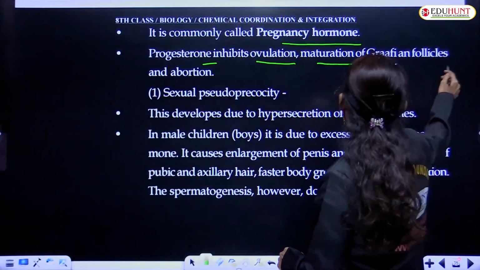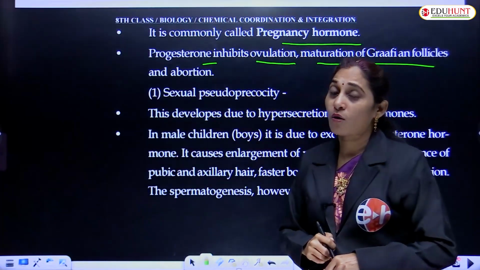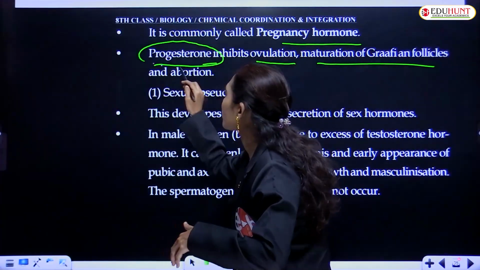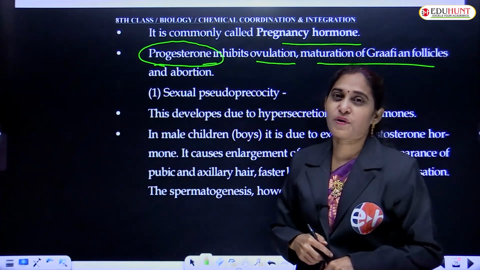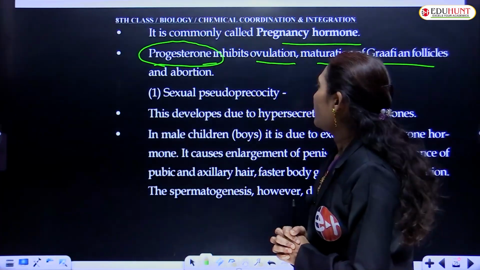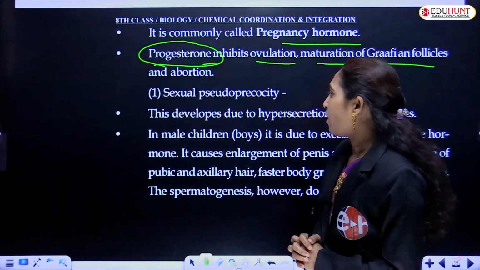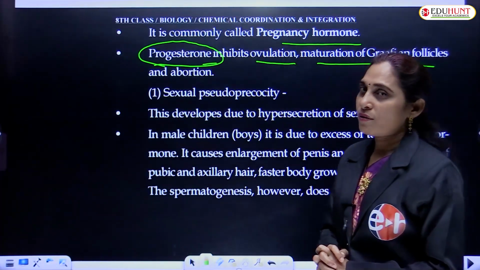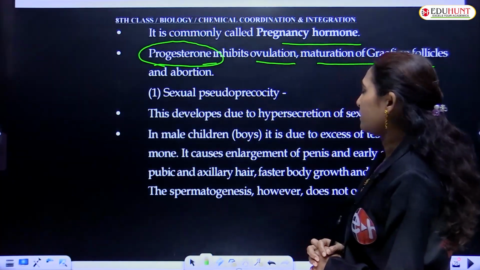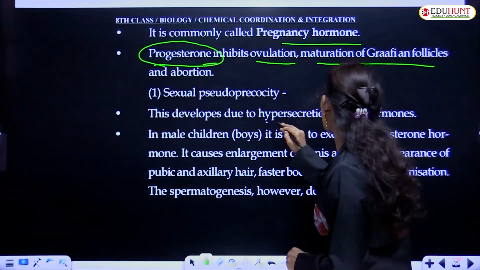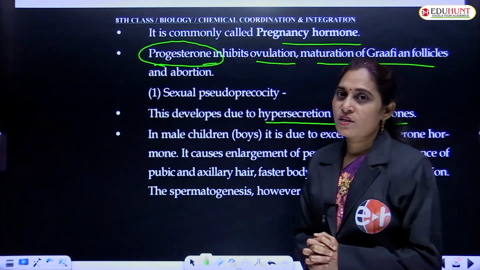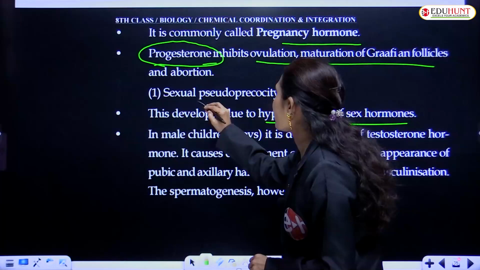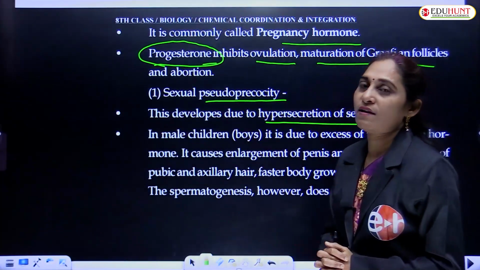and maturation of Graafian follicles and abortion. These are all under the control of a hormone called progesterone. It is also known as pregnancy hormone. And there is a case called sexual pseudo-precocity. Sexual pseudo-precocity develops due to hypersecretion of sex hormones. When secretion of sex hormones increases, the case called pseudo-precocity develops.